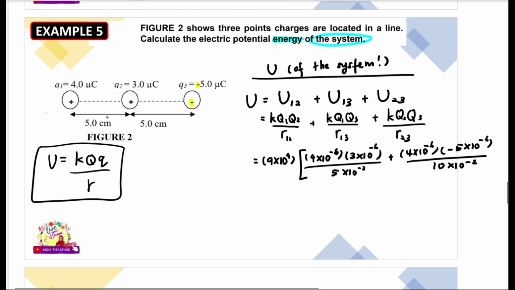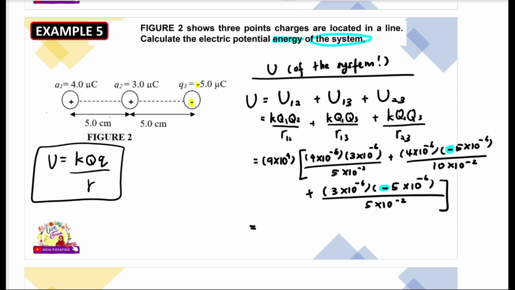Okay, so saya suka highlightkan negatif ni, janganlah tertinggal. Okay, plus Q2 and Q3. So Q2 is 3 and Q3 is negative 5, over jarak antara 2 and 3 is 5 centimeter. Kan? So negatif. Tekanlah kalkulator ni, jangan salah tekan kalkulator. Okay, finally saya dapat jawapan negative 2.34 joule. Sila check betul tak saya kira dan awak kira. Okay, so finish example number 5.